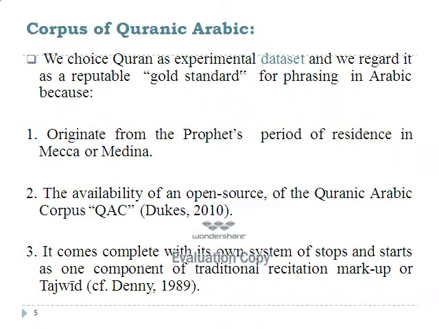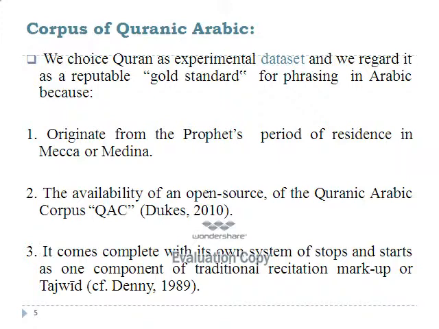Corpus of Quranic Arabic. The sentences were not randomly selected. We chose the Quran as the experimental dataset and regard it as a reputable gold standard for phrasing in Arabic because it originates from the Prophet's period of residence in Mecca and Medina.